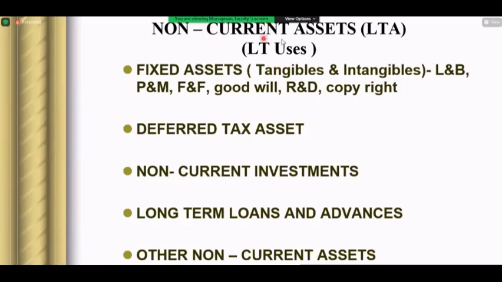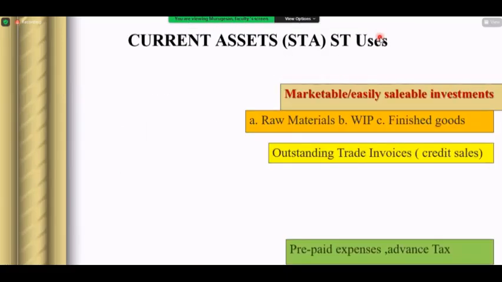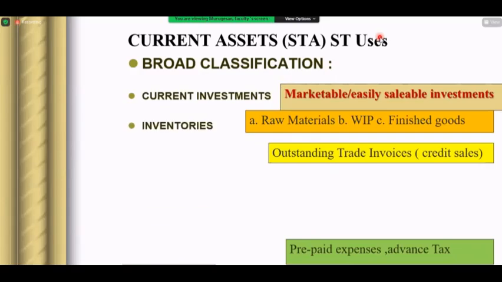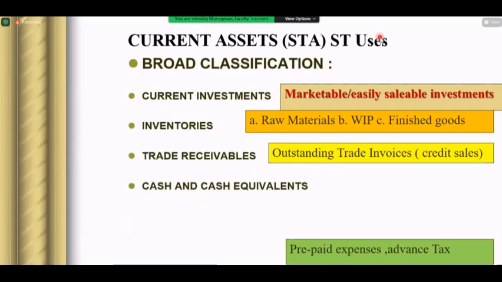NCA is also called LTU or LTA. Now come to current assets. These current assets are very important for our working capital management.